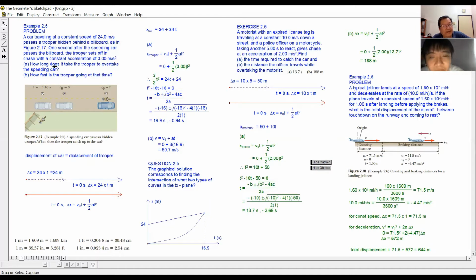So we have two vehicles, right? One is a car. This is the billboard here. The car travels and passes like that. There's a policeman hiding behind the billboard. As the car passes, after 1 second, the policeman starts to chase after the car. So there is a difference in time. The car is 1 second ahead of the policeman.